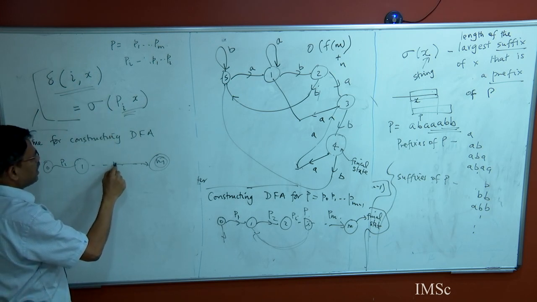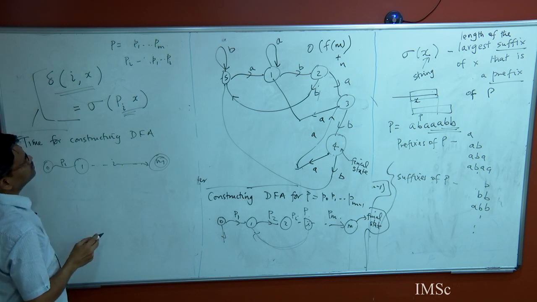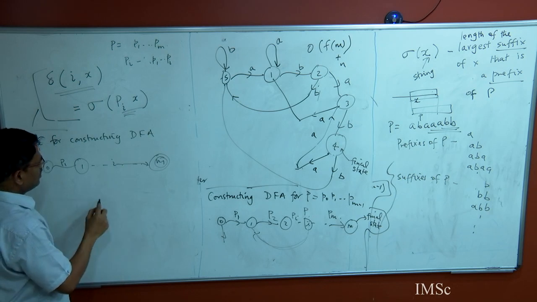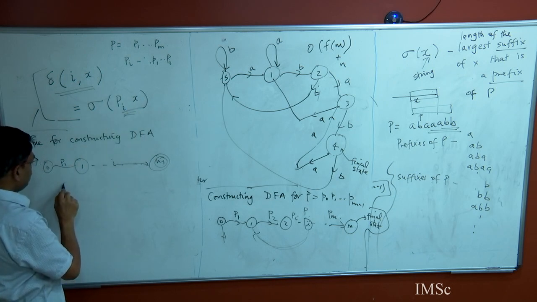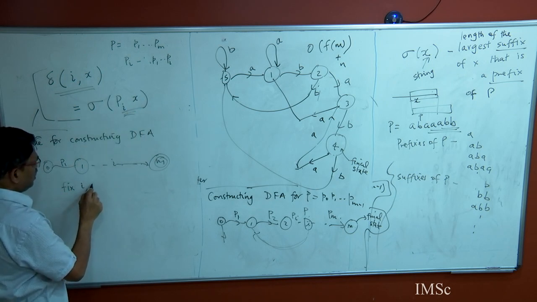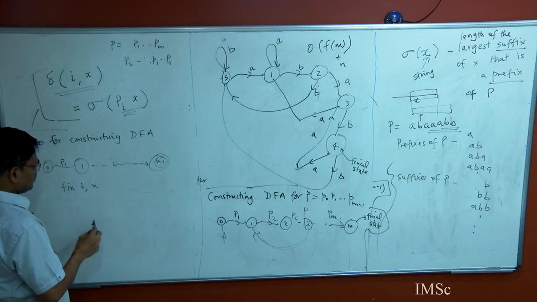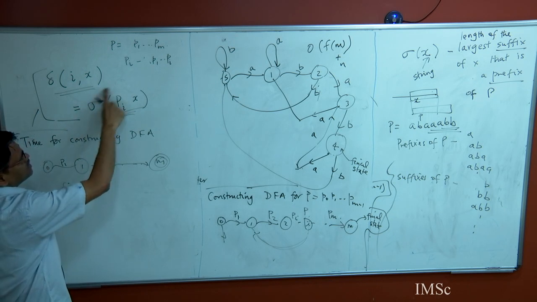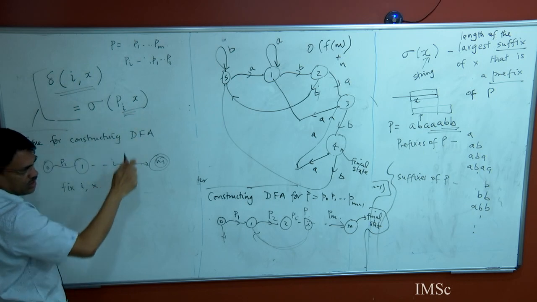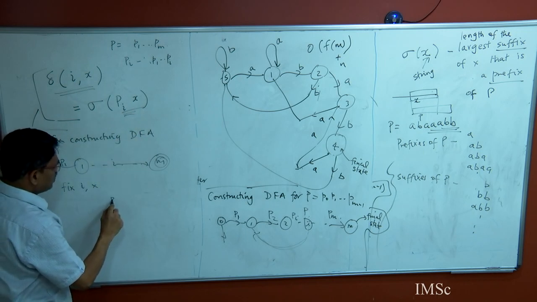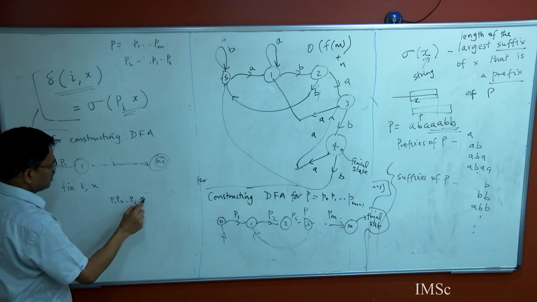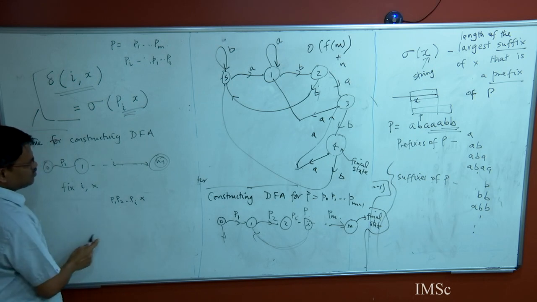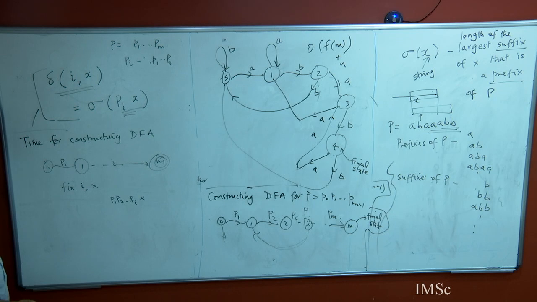If I am in state i, very naively what do I do? For every x, let us fix i and x. How much time does it need to compute this is what I care about. So this is P1, P2, Pi followed by x, and I want to know what is the largest suffix which is a prefix of the pattern.